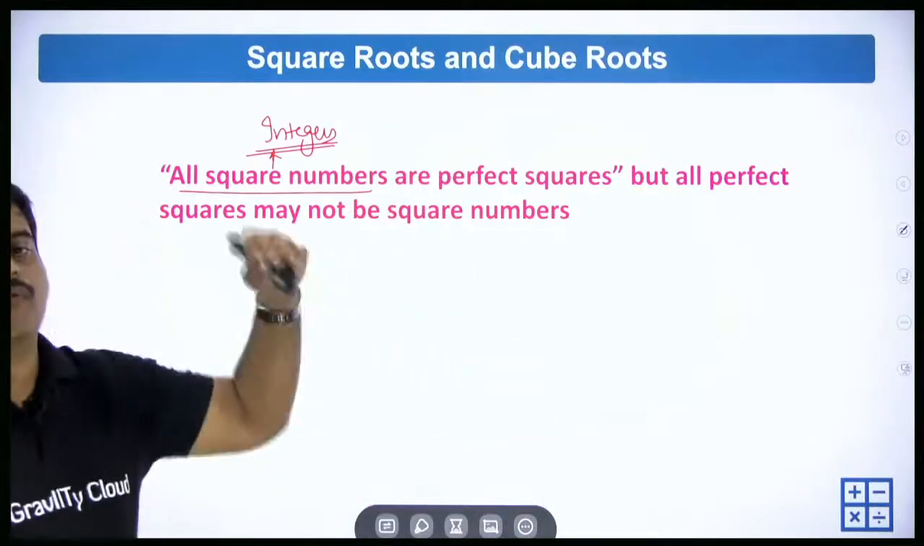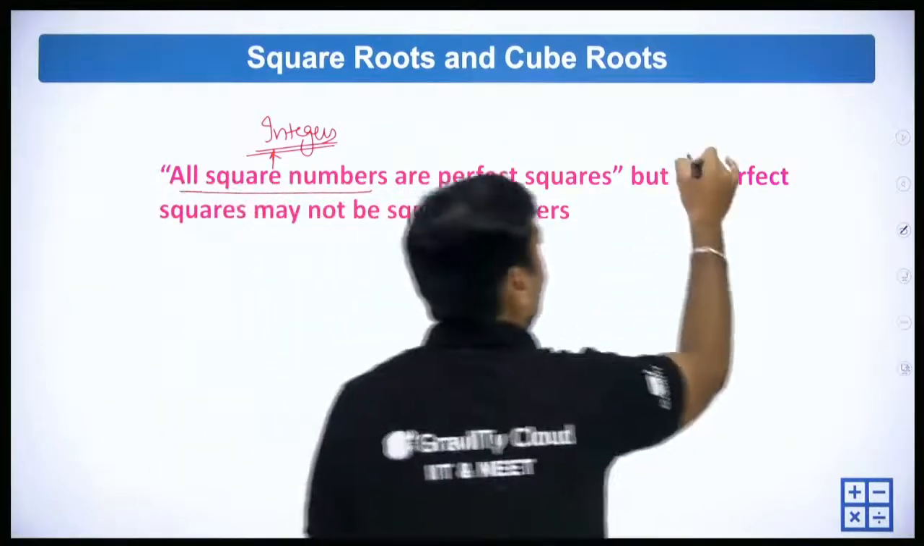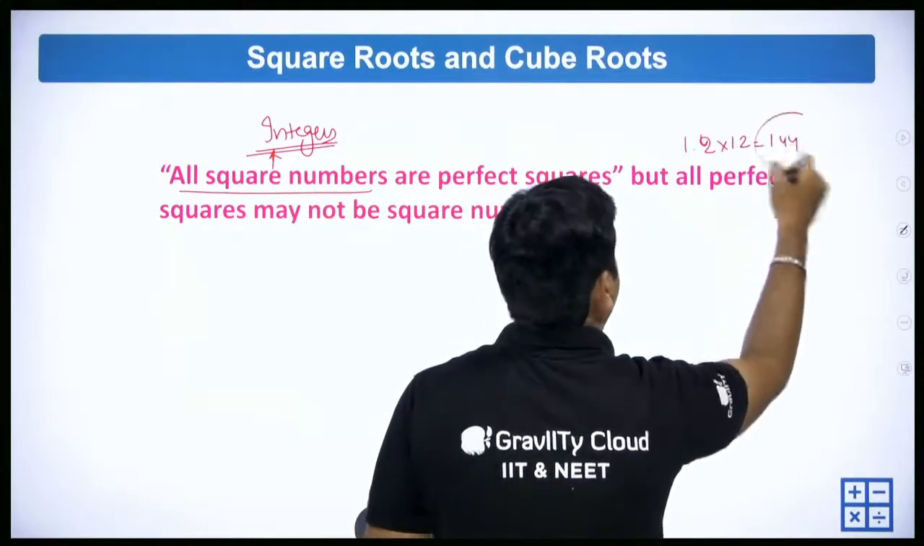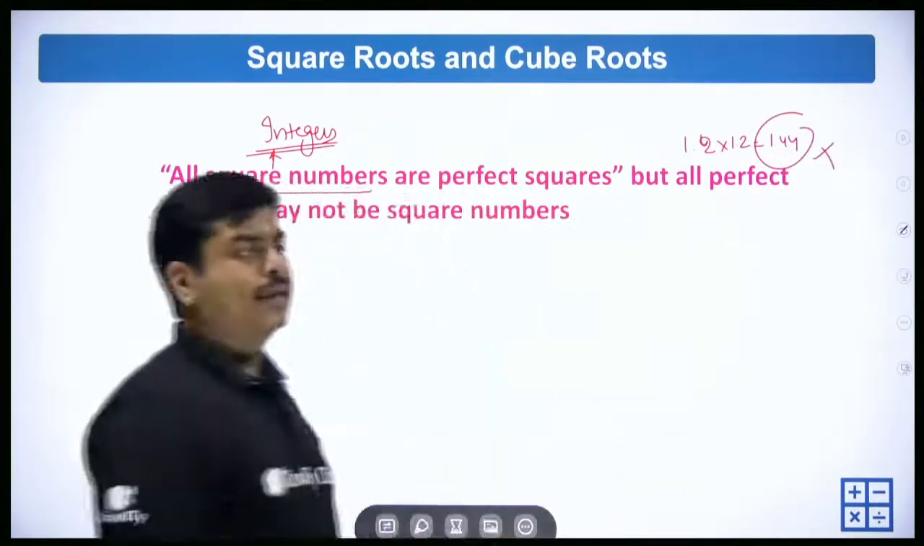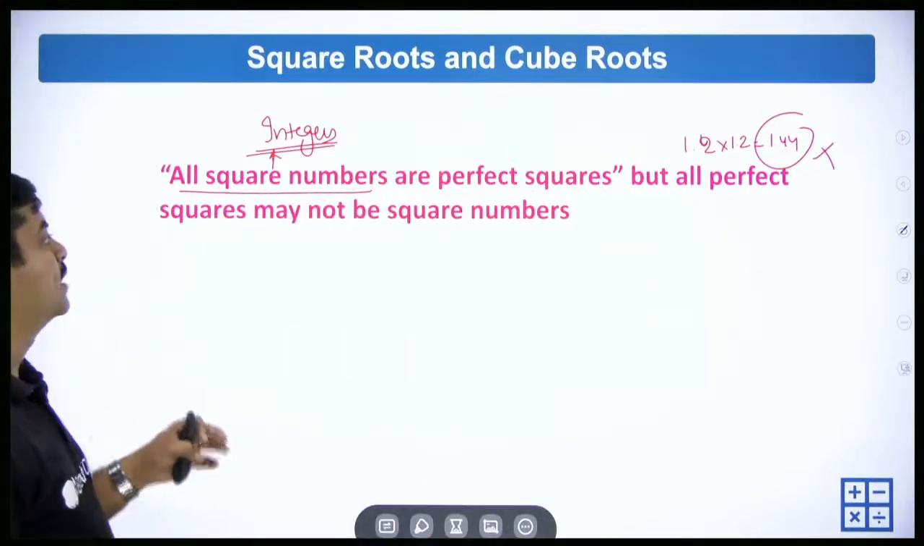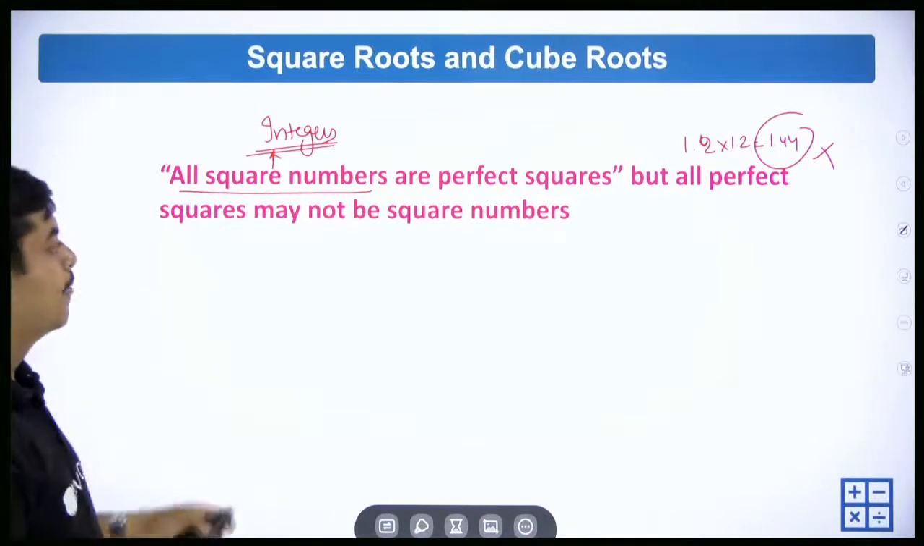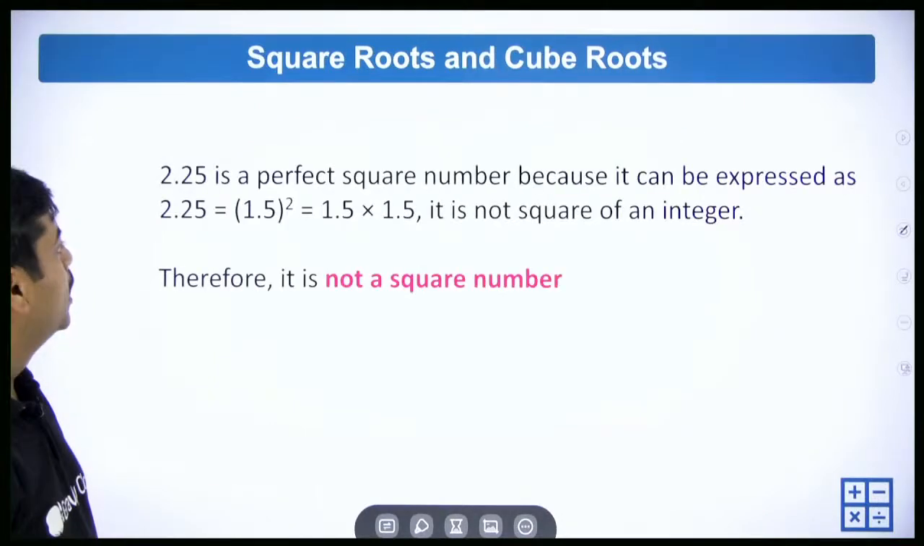But all perfect squares, for example, 1.2 into 1.2, it is 1.44. We are not getting any integers here, right? These are not integers, but all perfect squares may not be square numbers, okay? Next one, what else are we going to learn here?